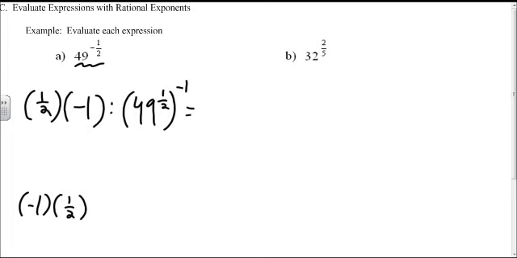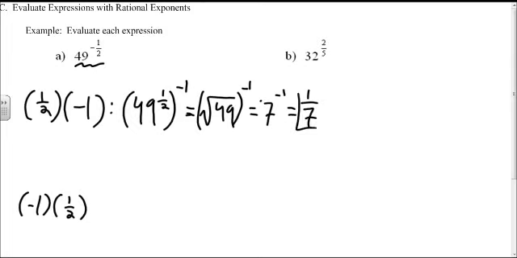Now again, the 1/2 power implies a square root. So it would be the square root of 49 to the 1/2 power. And as you know, the square root of 49 is 7. So we're looking for 7 to the -1 power. That -1 power just means find the reciprocal of that. So it would be 1/7. And that would be our final answer.